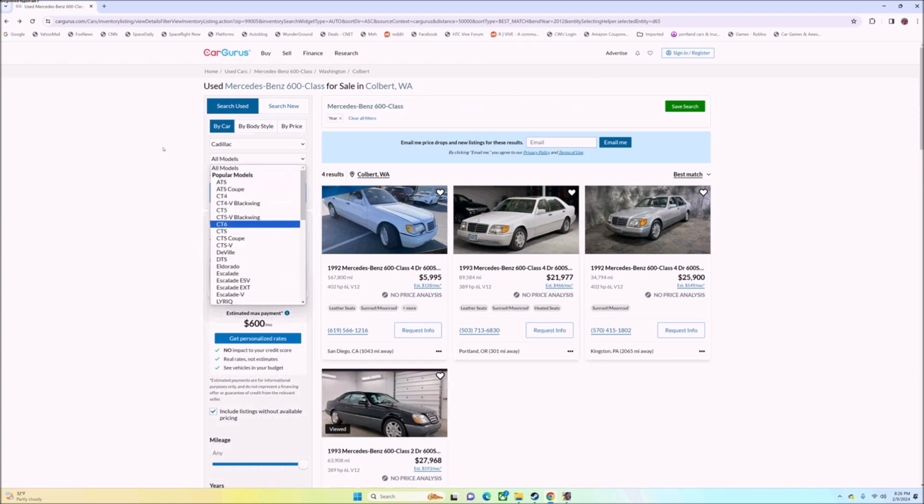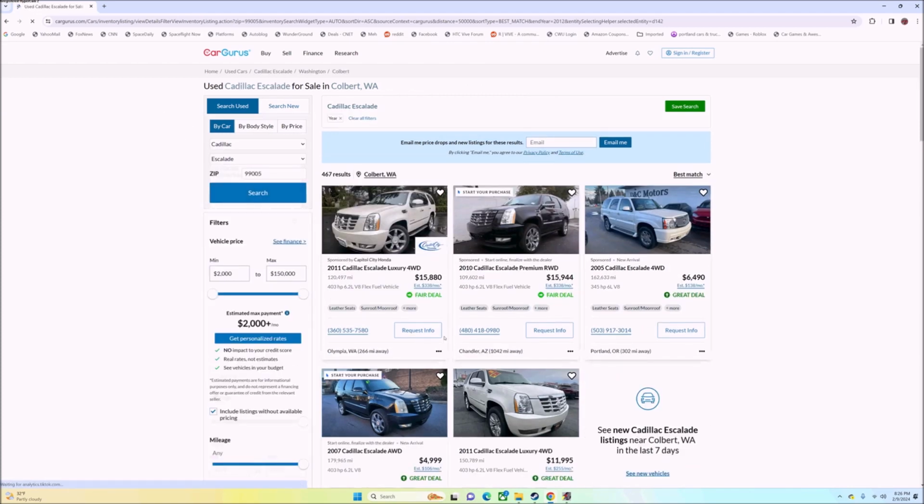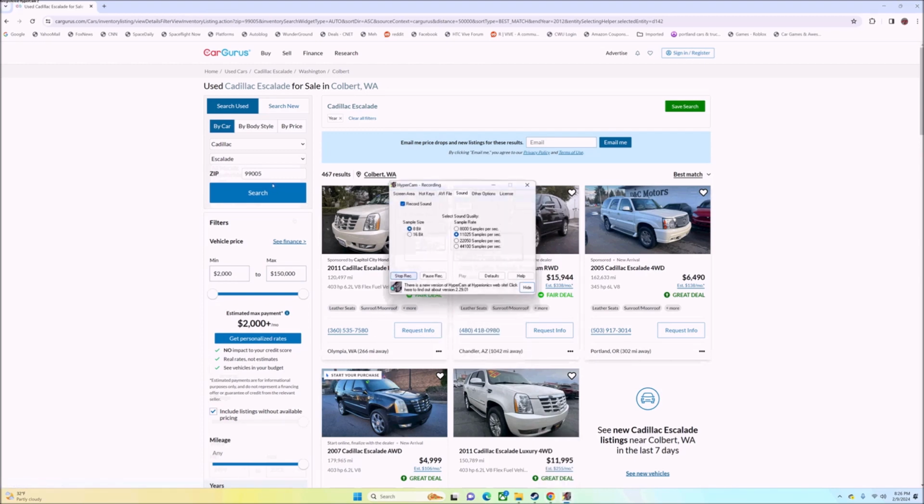If you're gonna buy a fancy luxury car, you know what? Just get a Cadillac instead. That's my word of advice. Get a Cadillac.